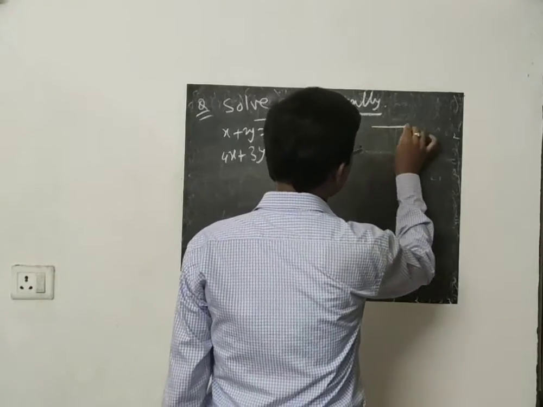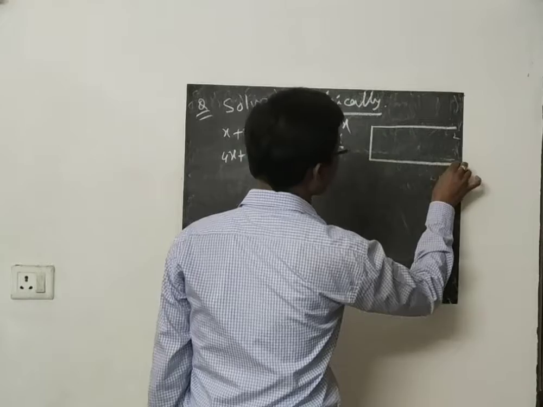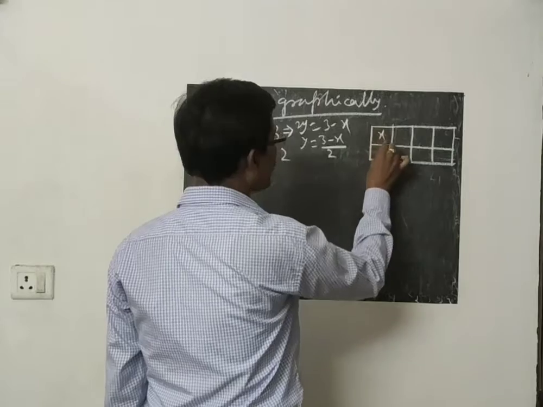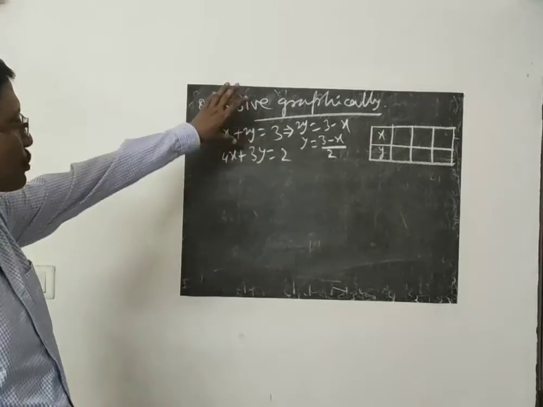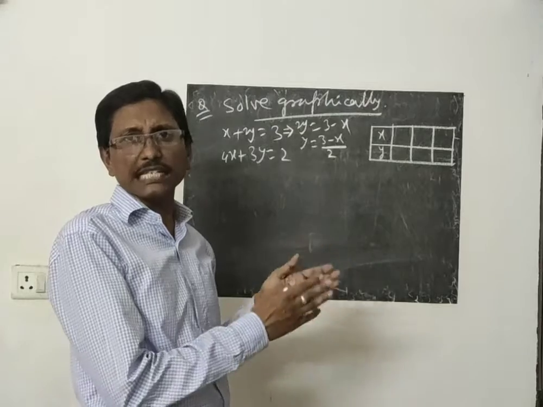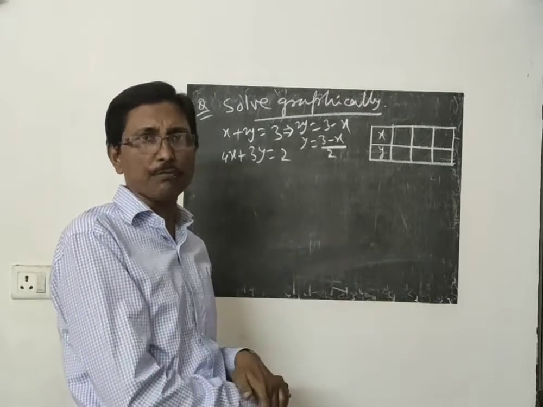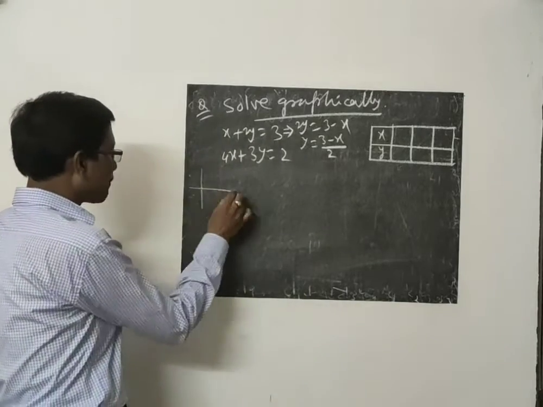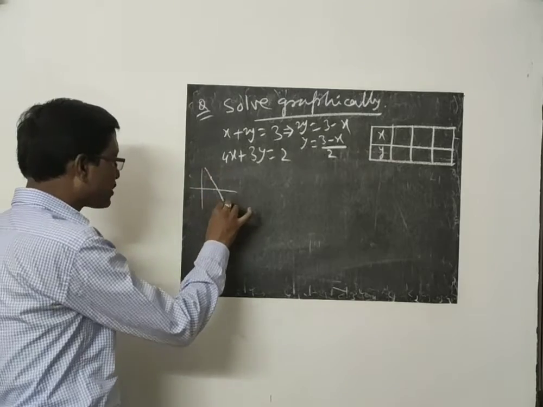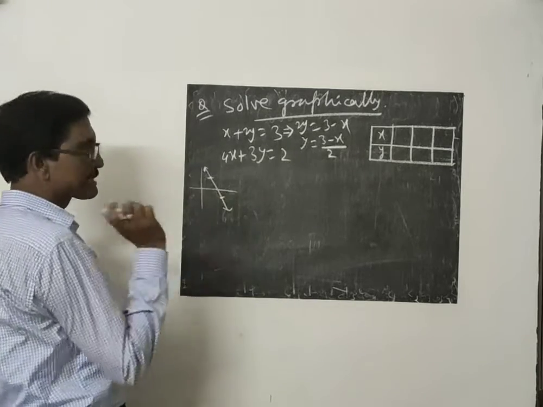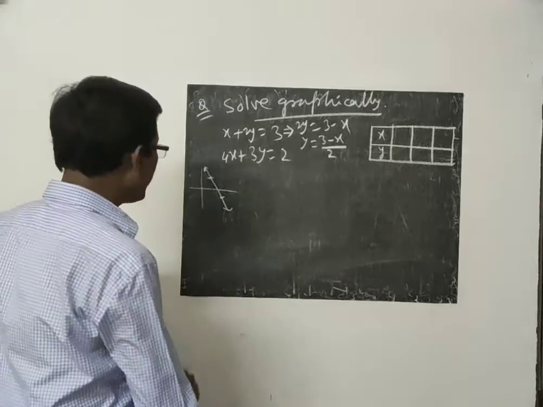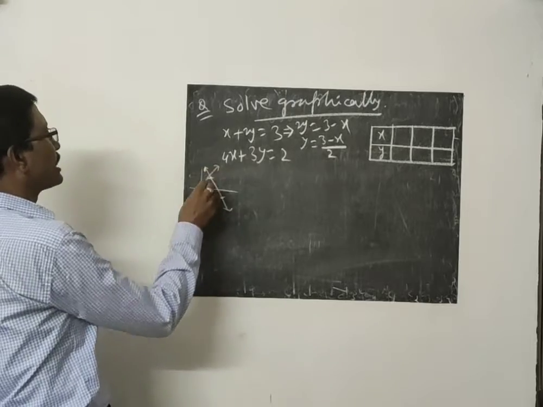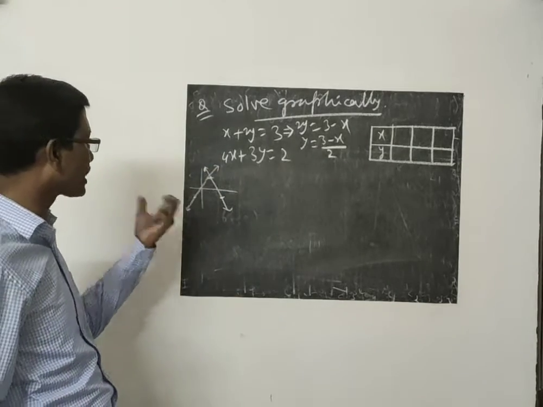Next you have to make a simple table. At least 2 points you have to take, but I will say you should take 3 points. Then the question arises: if we get the answer with 2 points, then why take 3 points? Because on any graph paper, if you get 2 points, suppose they are the right points, then you get a straight line, that is correct. But if by mistake you have plotted a point here, then also if you join, you will get another straight line. So you can't tell whether you are right or wrong.